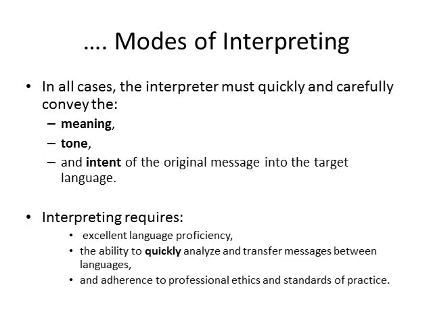And interpreting requires, what are the requirements for good performance in interpreting? The interpreter must possess excellent language proficiency and should have the ability to analyze quickly. Not only analyze, because you may analyze things, but if you're not very quick in analyzing and transferring messages between languages, you cannot be an interpreter. You may be a good translator, but here you really need to be quick, like you people are. And adherence to professional ethics and standards of practice. Whatever professional ethics and standards of practice are established, the interpreter must follow those standards and rules.